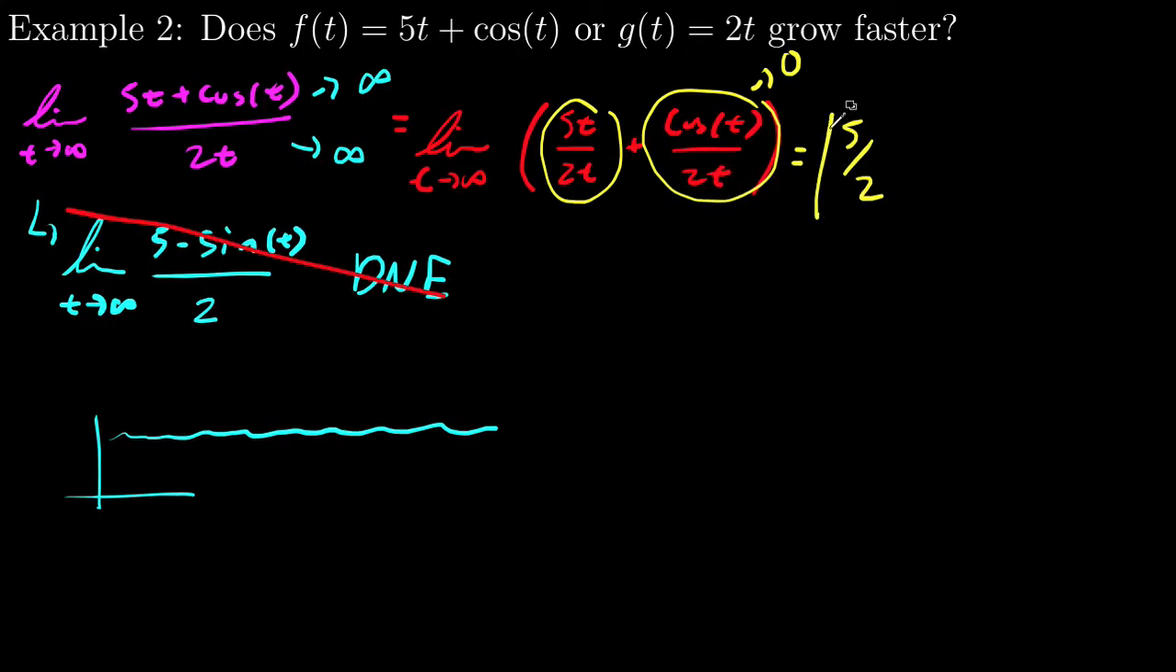And so since my limit is 5/2, a number that's not 0, not infinity, that means that f and g grow at the same rate.